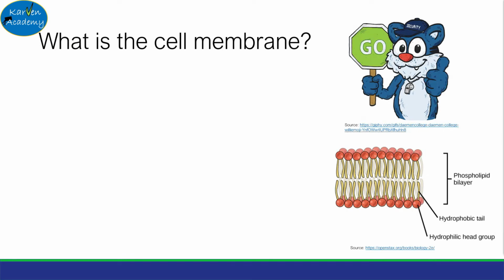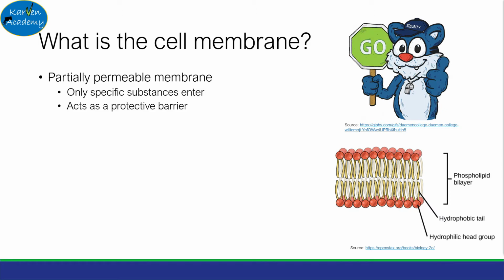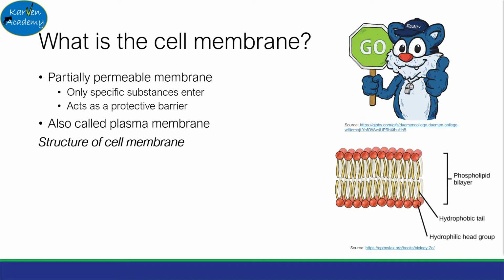So let's get started. You will be familiar with cell membranes from GCSE, but now let's add to the knowledge. Cell membranes are partially permeable membranes, meaning they only let specific substances through. Hence, the membrane acts as a protective barrier. The word plasma membrane is synonymous with cell membrane, and often textbooks refer to this term.